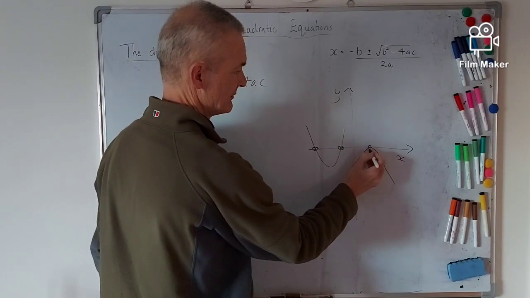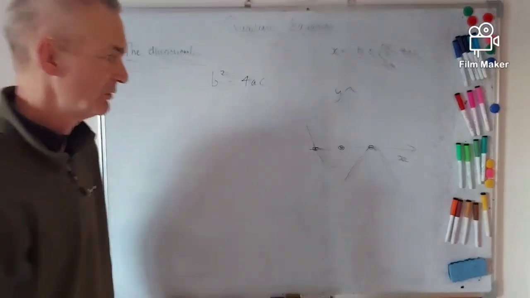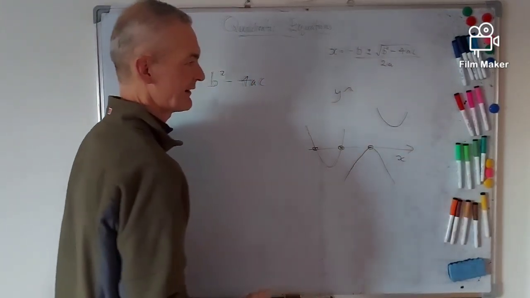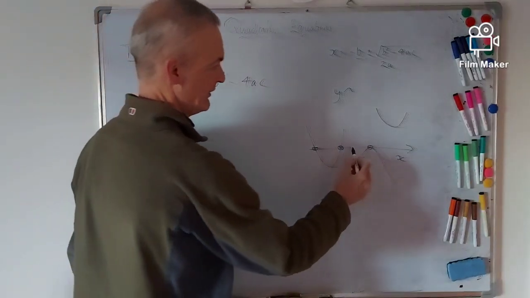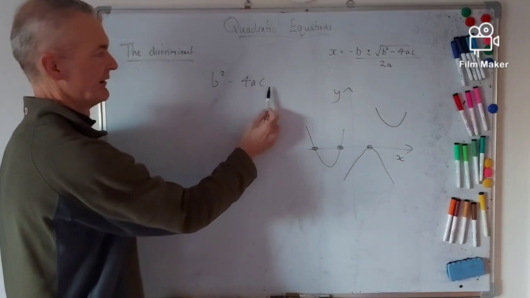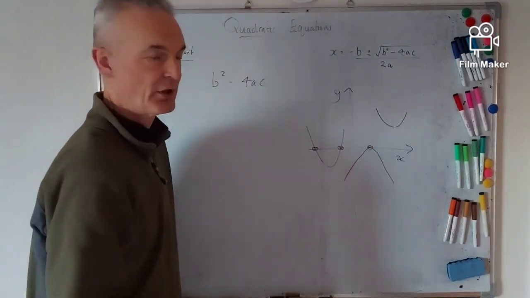So it could just have one solution like that, or your curve could be somewhere like that, and there are no solutions. It doesn't cross the x-axis at all. So this helps us to determine which one of these we've got.